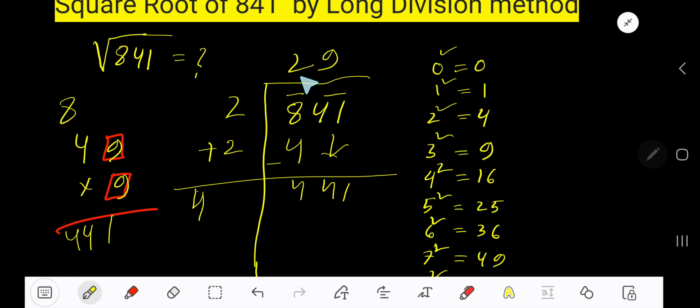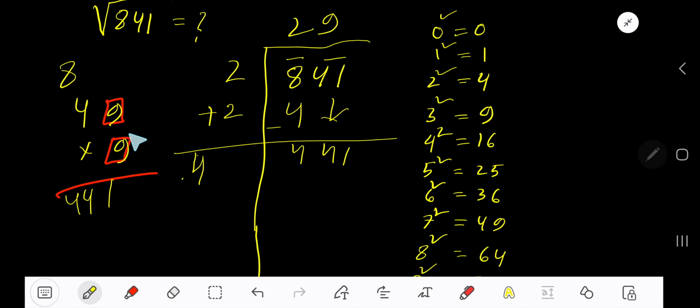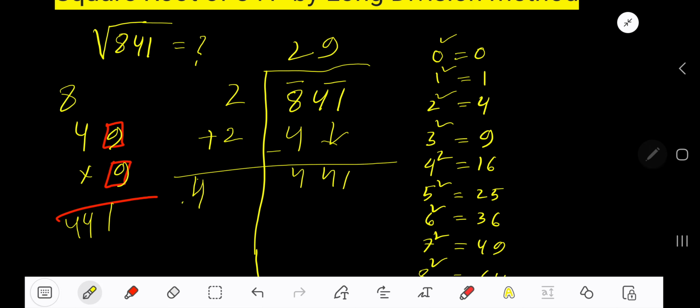So 29 times 4. So look, now 9 times 49. We have placed 9 times 49, 441. Subtract, you are getting 0. As our remainder is 0, we are done. So our answer is 29.